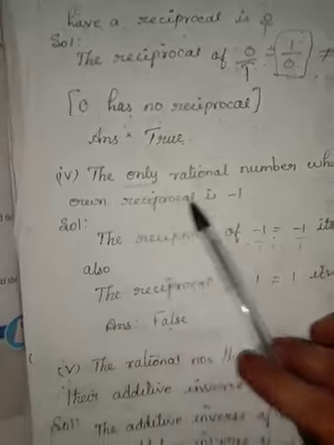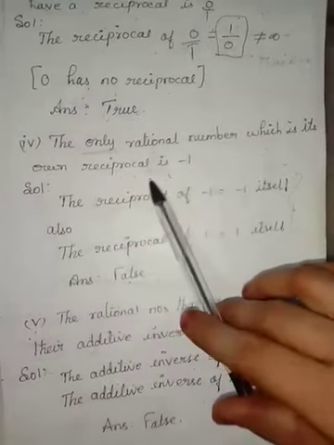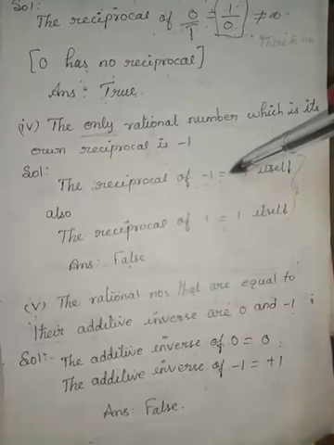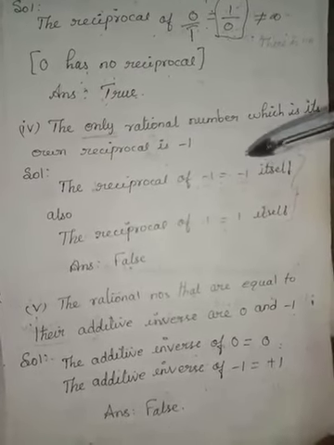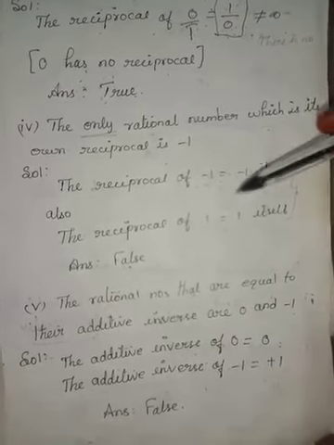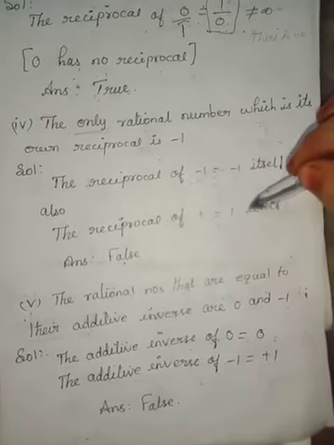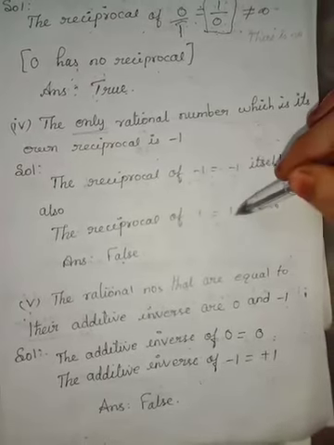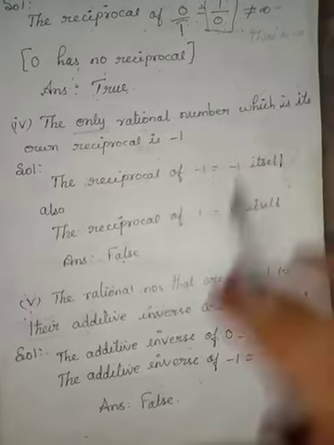The fourth one: the only rational number which is its own reciprocal is minus 1. They said minus 1 only is its own reciprocal. No, the reciprocal of plus 1 is also itself, that is 1. So the statement is false.